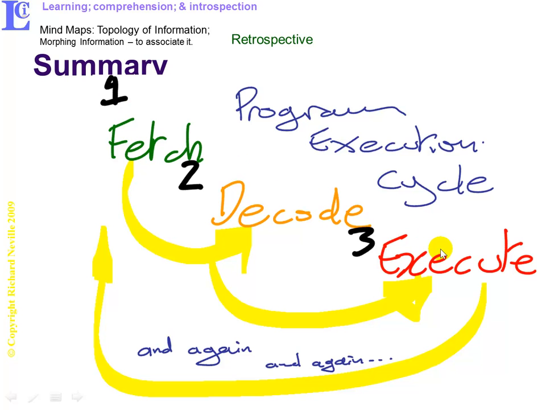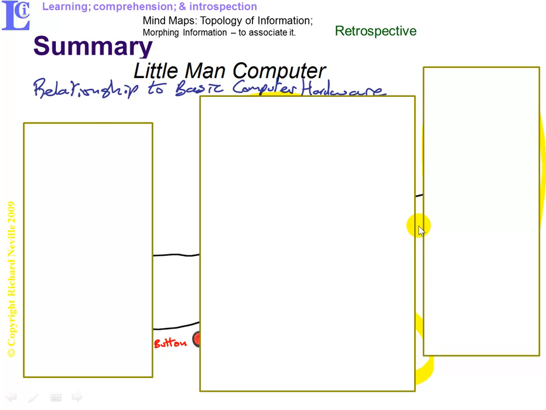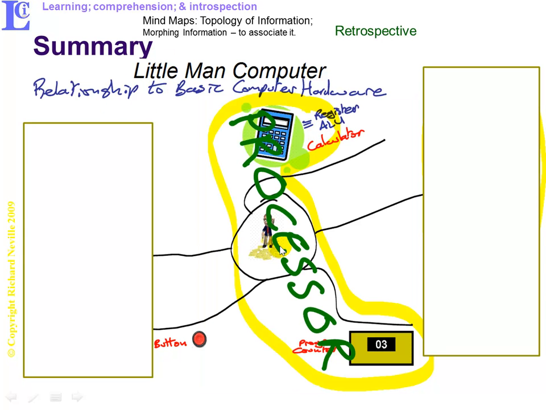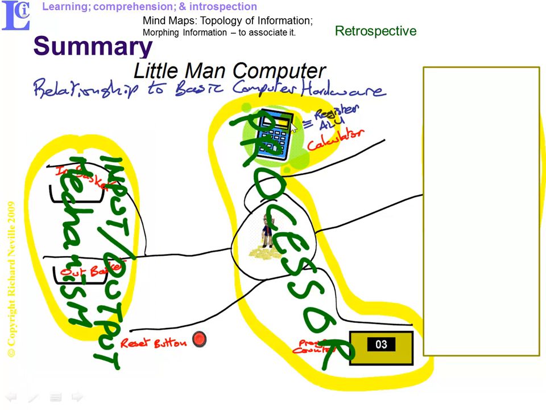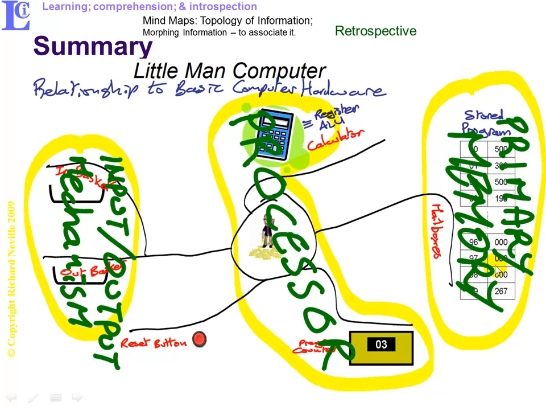So now how can we map our little man computer model to a real computer? Well, firstly, the processor maps to the program counter, the little man, and the calculator. Secondly, the in and out baskets map to the in and out mechanism of a computer. Then finally, where is the program stored? The programmable memory, which is normally called RAM, is called primary memory.